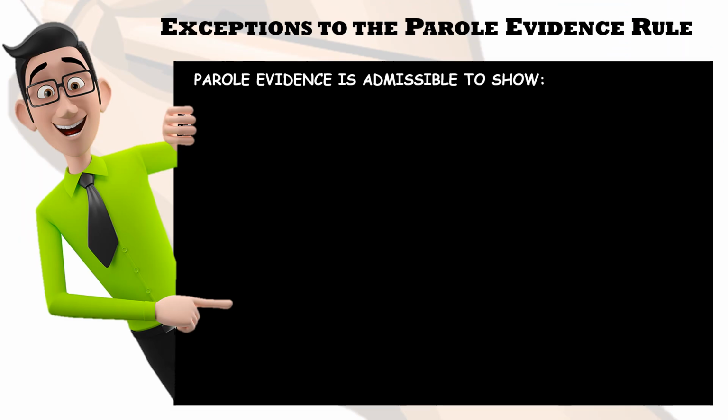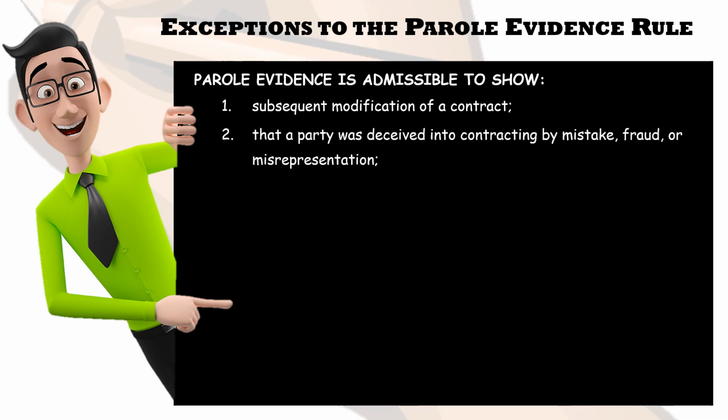Now, as with everything, there are exceptions. There are exceptions to the parole evidence rule. Parole evidence, evidence outside the contract, is admissible to show subsequent modifications to the contract. Now, subsequent means after. That a party was deceived into contracting by mistake, fraud, or misrepresentation.